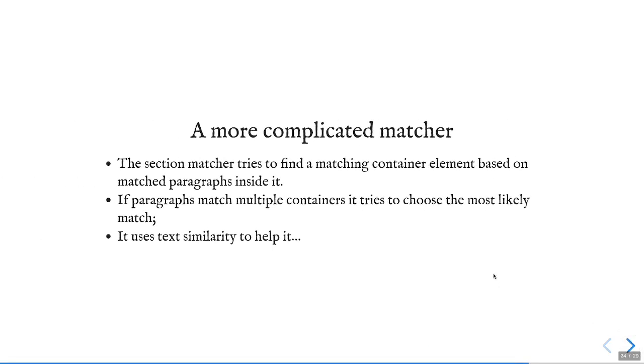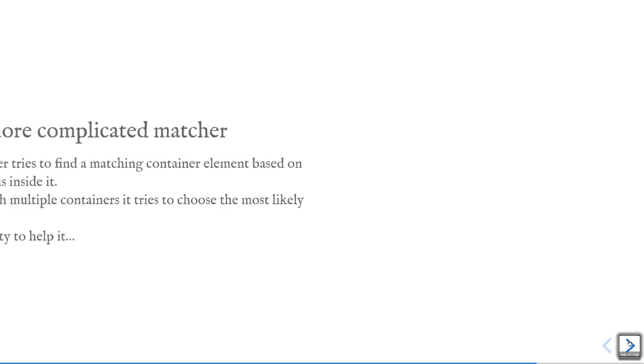There's a more complicated one that looks at sections and tries to find a matching container element based on matched paragraphs inside it. And if paragraphs match multiple containers, it tries to choose the most likely match. It uses text similarity. I ported an algorithm from a technical paper. It's cited in our paper, and it's also used in Apache Lucene for text similarity. Stemming, in our case, is primarily German, but it turns out it works pretty well for English as well.